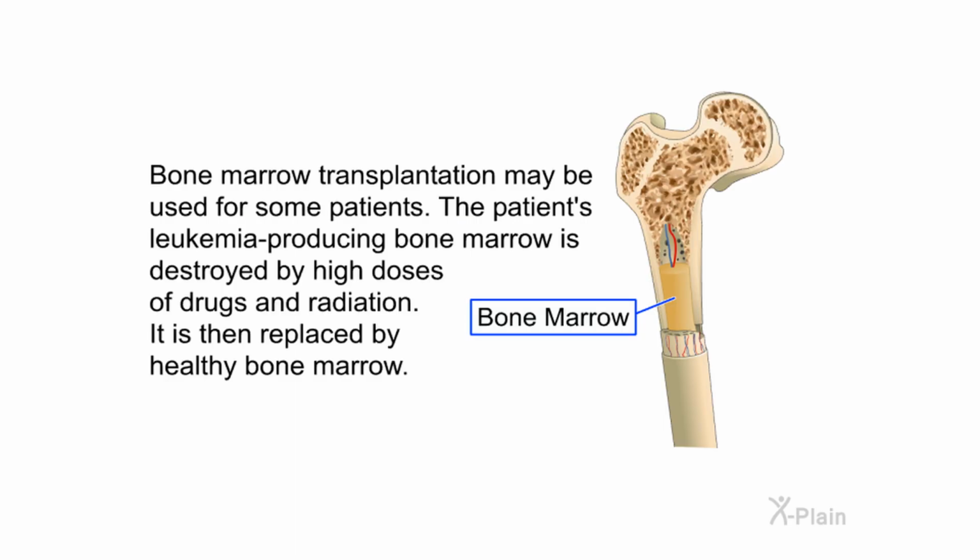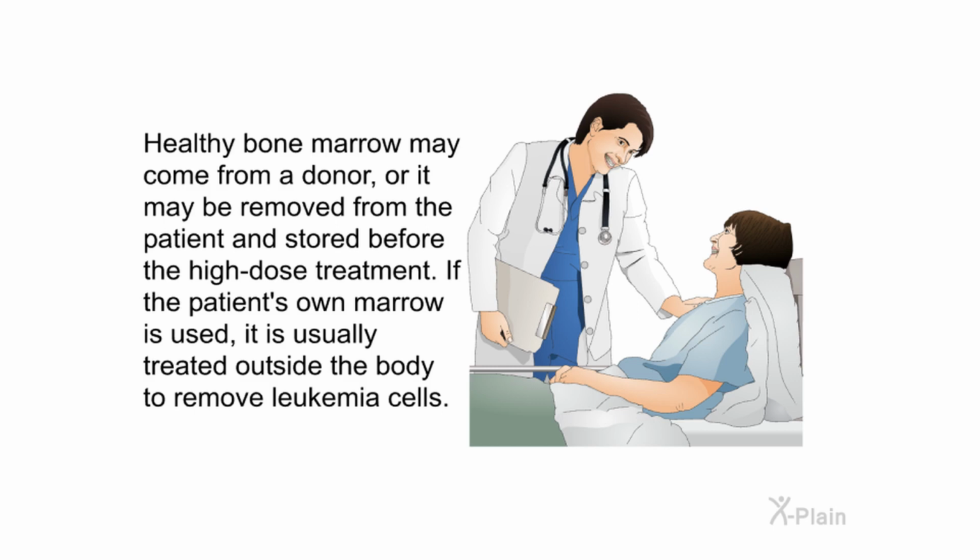Bone marrow transplantation. Bone marrow transplantation may be used for some patients. The patient's leukemia-producing bone marrow is destroyed by high doses of drugs and radiation. It is then replaced by healthy bone marrow. Healthy bone marrow may come from a donor, or it may be removed from the patient and stored before the high-dose treatment. If the patient's own marrow is used, it is usually treated outside the body to remove leukemia cells.